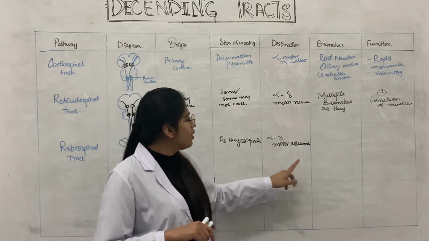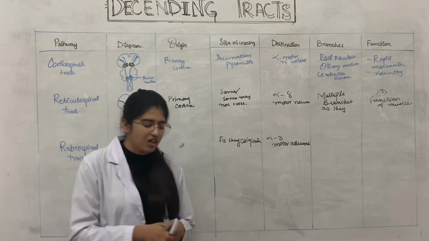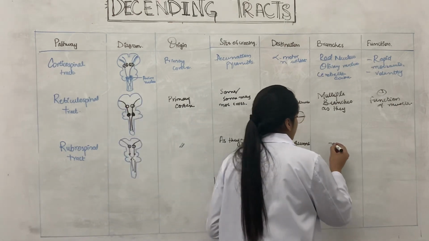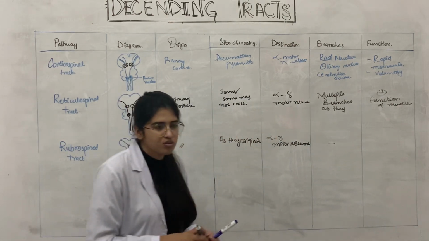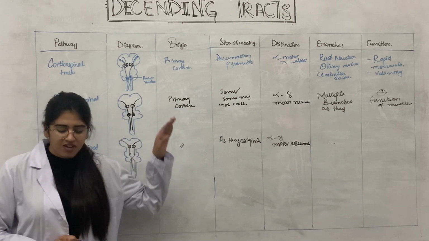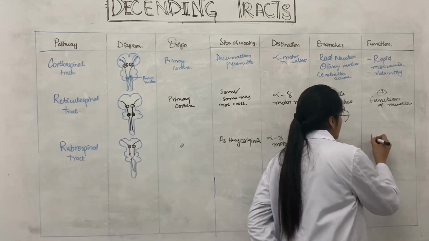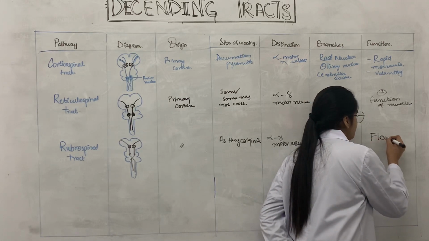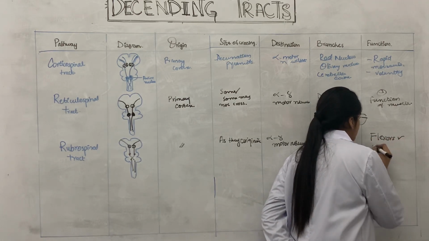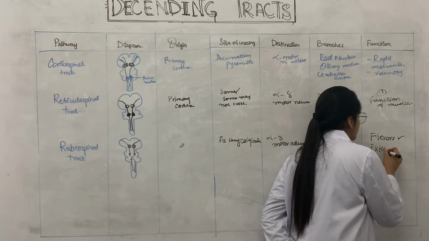Okay, so what would be the branches? It will give none of the branches, because they are directly coming into the spinal cord. They are giving none of the branches, so they will activate the flexors but inhibit the extensors. You remember extensors and flexors?